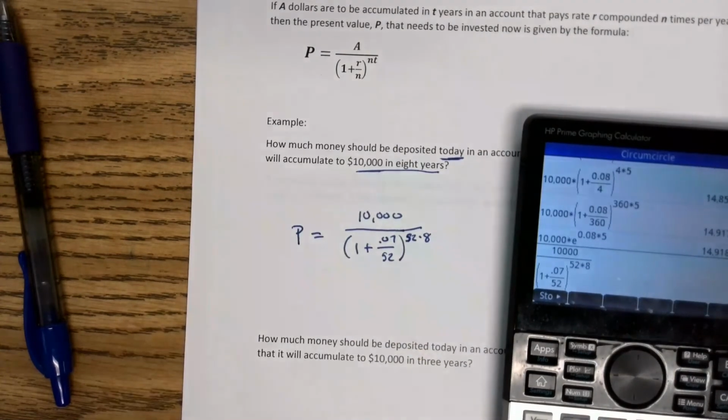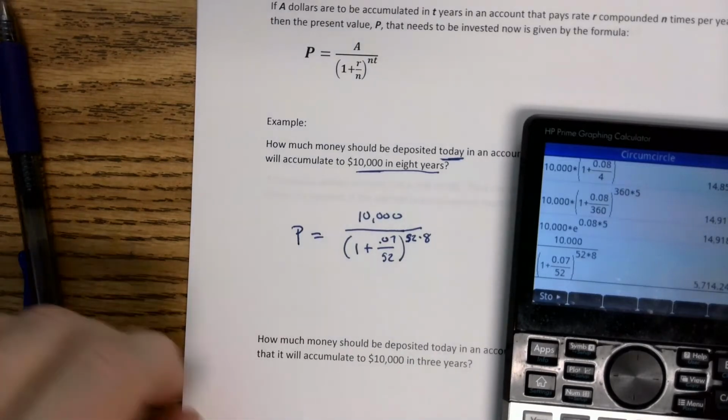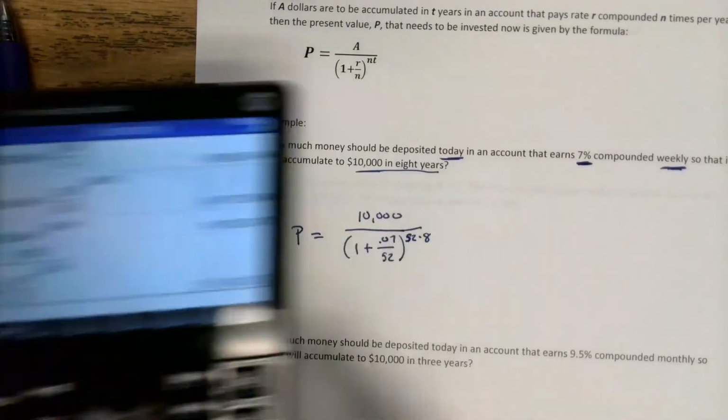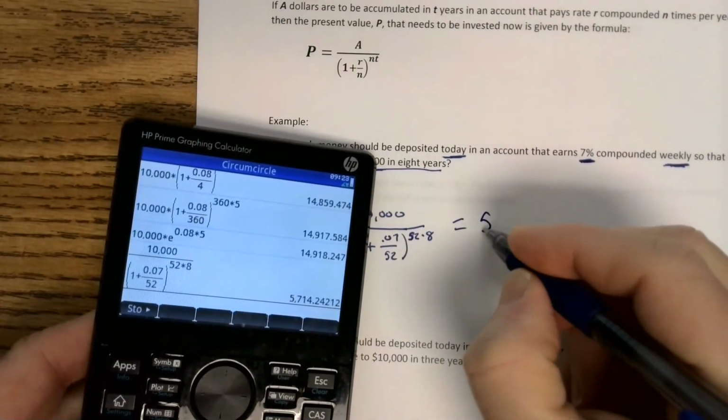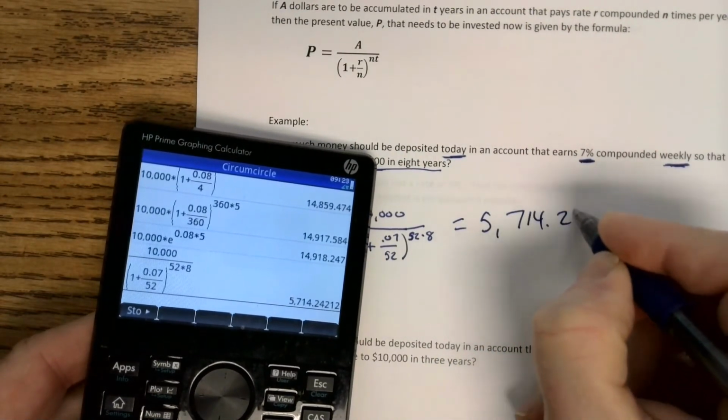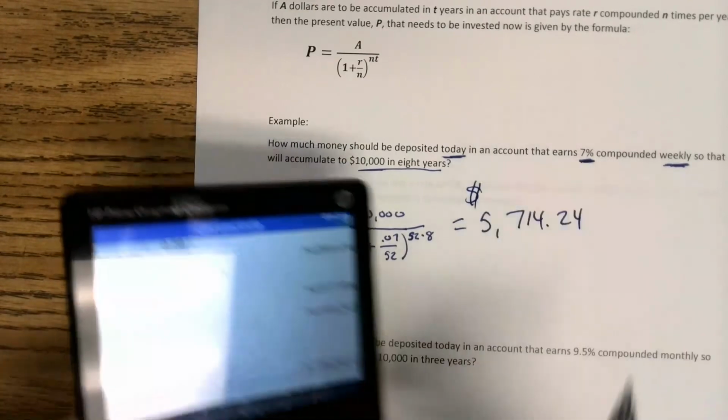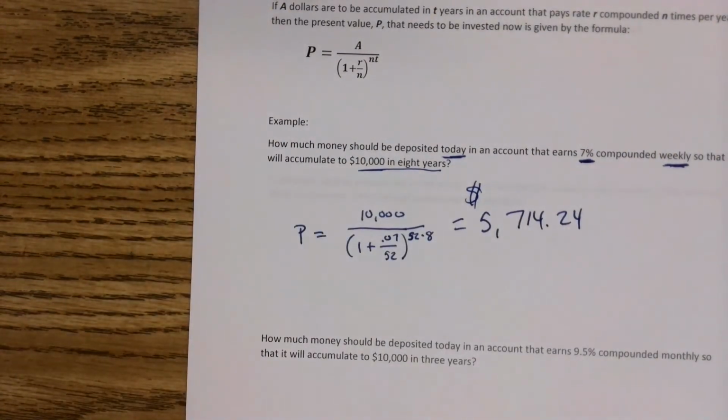What do you think? How much money do you think we have to put in to have $10,000 in 8 years? You need to put in like 8,000. 8,000? You think 5,000? Let's see who's the winner. 4,000. $5,714. I was right. $5,714 and 24 cents.